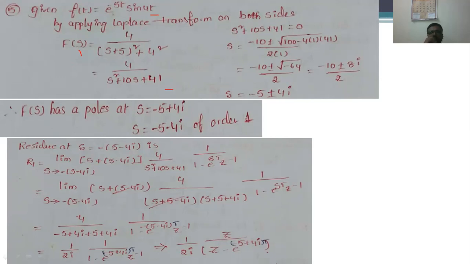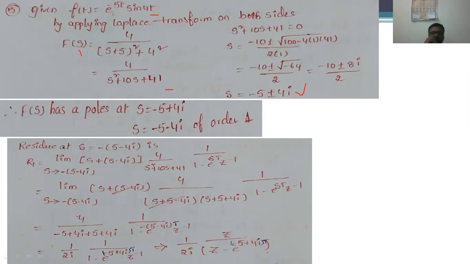This is a quadratic equation, so to obtain the roots we use the formula minus b plus or minus root of b square minus 4ac divided by 2a. We get two different poles, which are imaginary: minus 5 plus or minus 4i. That means R1 is obtained for the pole minus 5 plus 4i, and R2 for the pole minus 5 minus 4i.